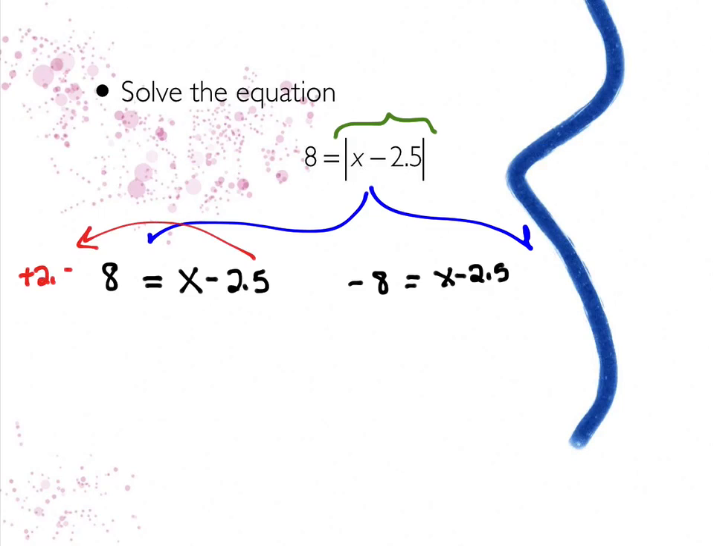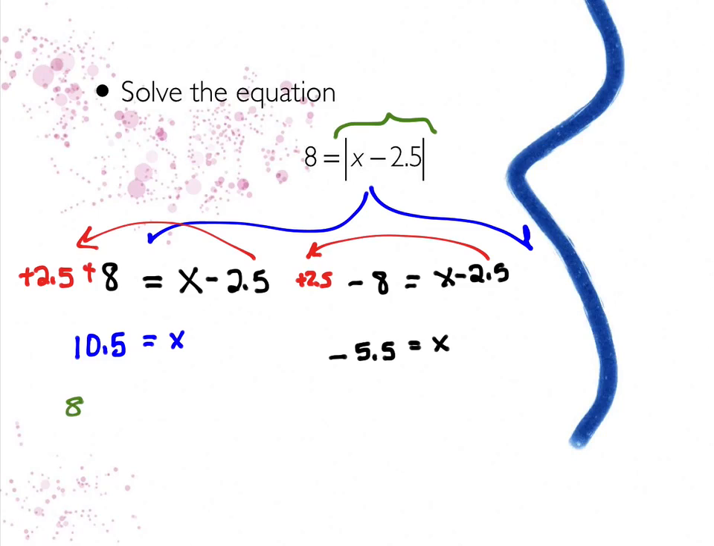Make this a positive 2.5 plus there, and then for this one on the right, bring this over, positive 2.5 minus 8. So this is going to give us an answer of 10.5 equals x. And this one on the right will be negative, signs are different, 5.5 for x. So again, if I just want to do a real quick check, won't take us long at all. 8 equals the absolute value of x minus 2.5. Plug in 10.5.